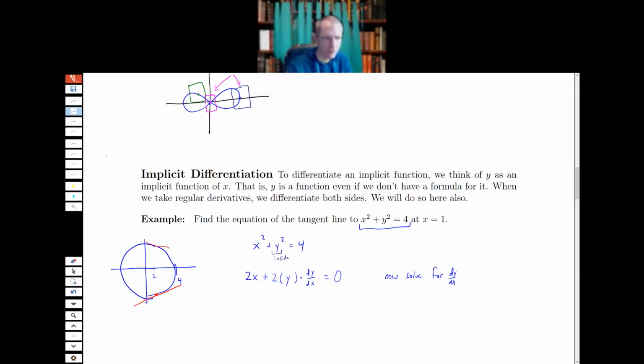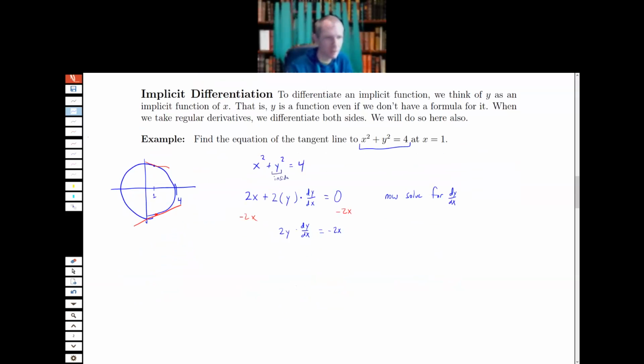Okay. So I'm going to subtract 2x on both sides. So we have 2y times dy/dx equals negative 2x. And then I'm going to divide both sides by 2y. Okay, so now we have dy/dx equals, the 2's will cancel, so I just get negative x over y.